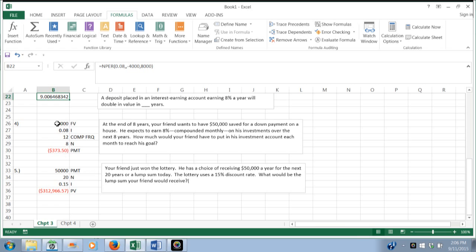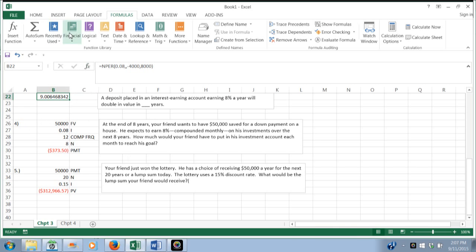So we set it up with what we know is that he wants to save $50,000. That's the future value. We know the interest that he's going to earn is 8%. It's compounded monthly because it told us that there, so I'm going to include that here. And we know the number of periods is 8 years. So what we want to do is find the payment. We want to find how much he is going to have to put into his investment account each month. So that's looked at as a payment.